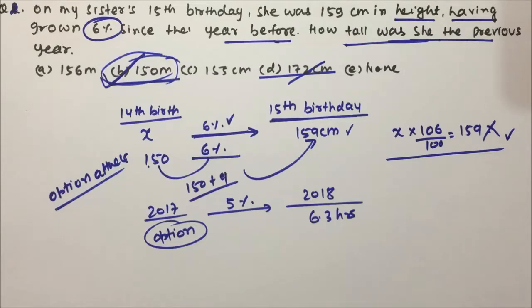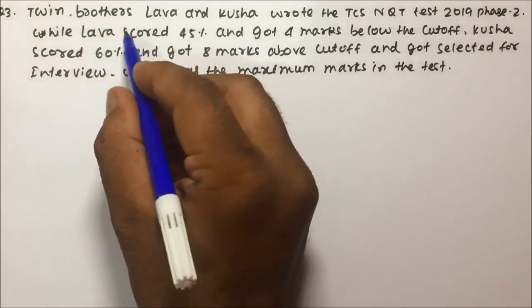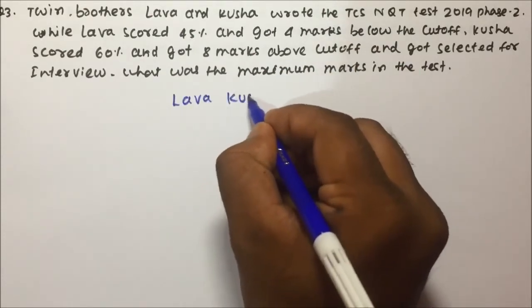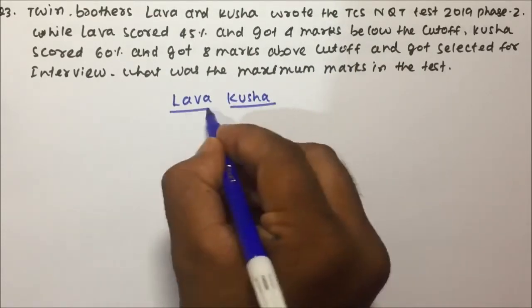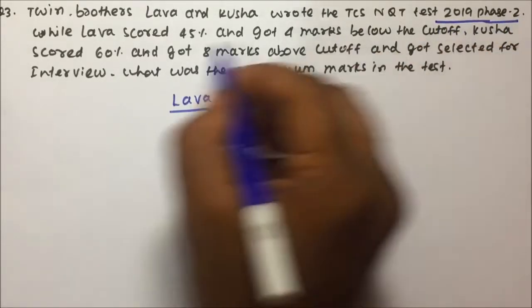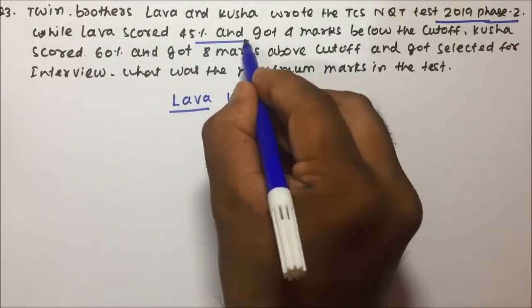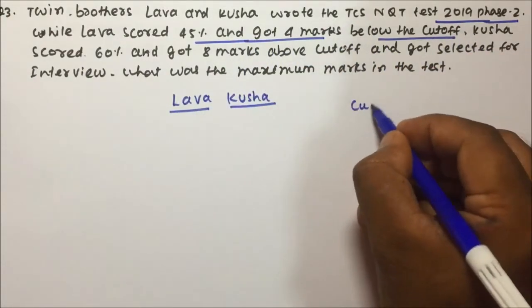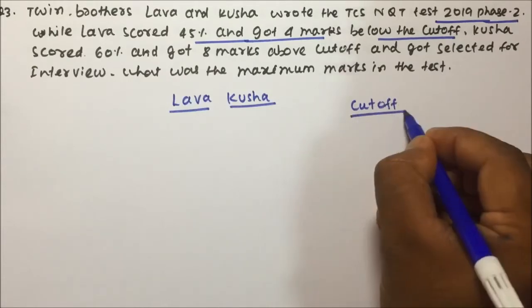So let's see the question number 3. Now friends, twin brothers Lava and Kusa. There are two twin brothers there, Lava is there and Kusa is there, wrote the TCS NQT test 2019 phase 2. While Lava has scored 45% and got 4 marks below the cutoff. Now basically we have to calculate the cutoff. Okay, so what is the cutoff?